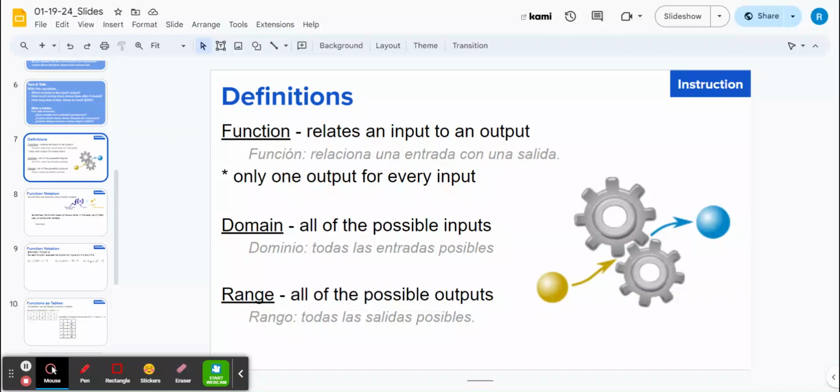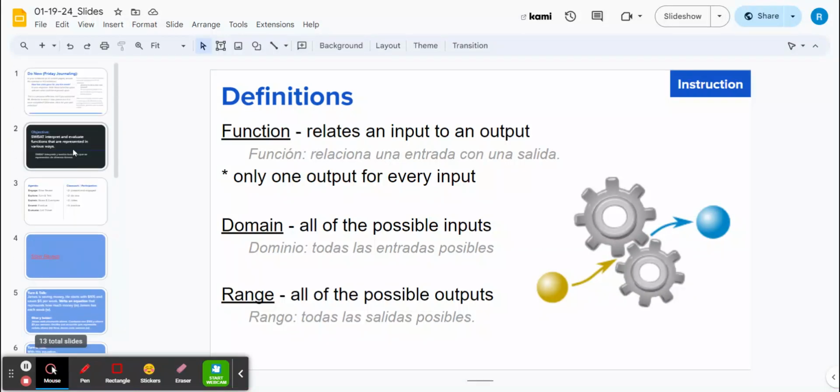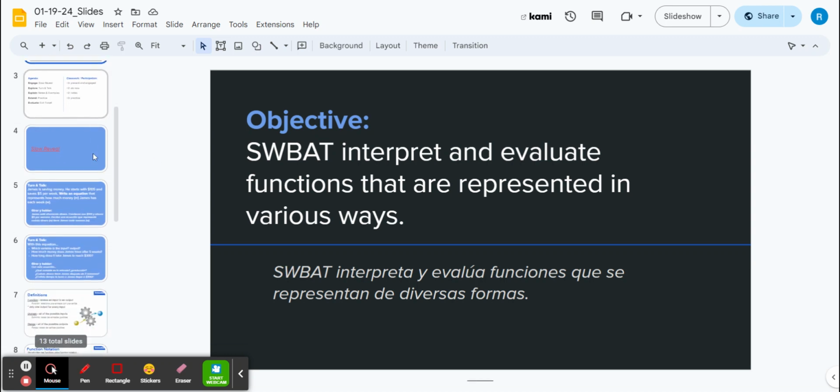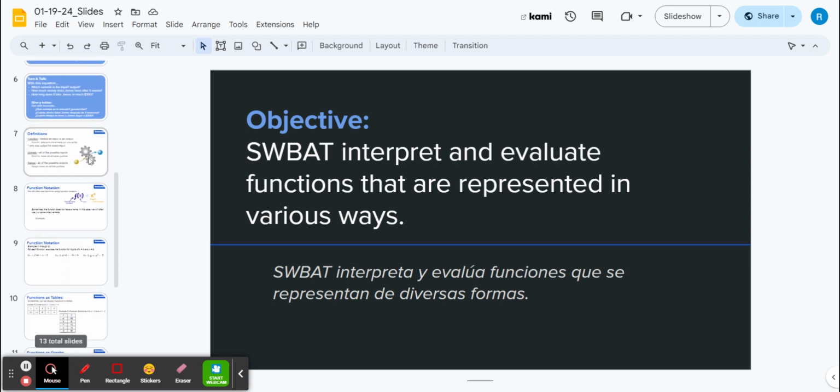All right, today we are talking about functions, and here's our objective that we're knocking out. Students will be able to interpret and evaluate functions that are represented in various ways. So yesterday we worked on equations. Now we're talking about the general idea of functions.